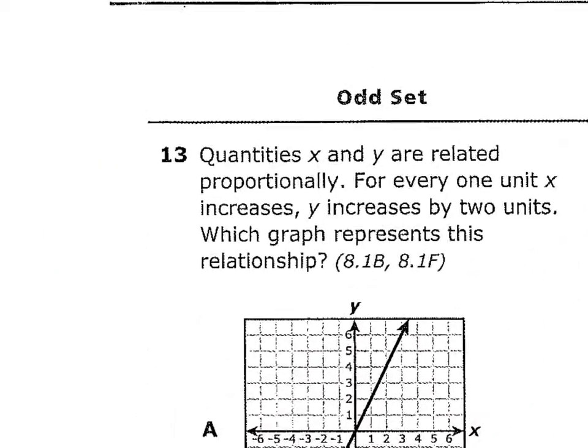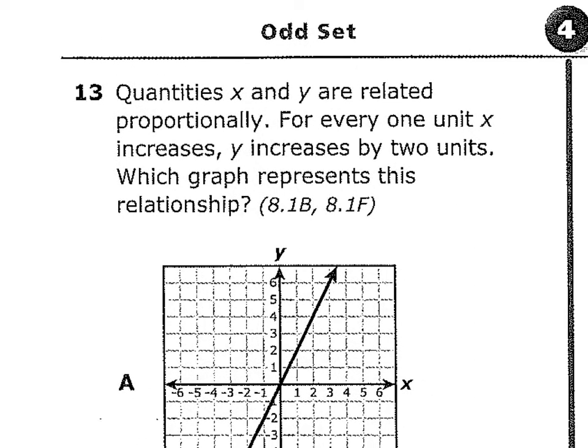Next page. All right, number 13. It says quantities x and y are related proportionally, meaning that it's a straight line that goes through 0, 0.